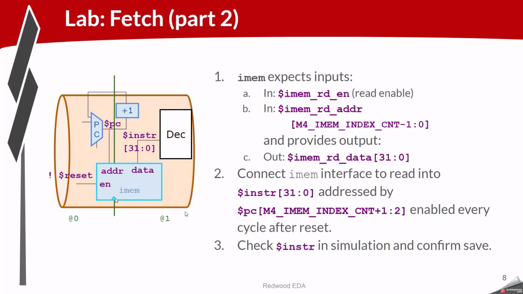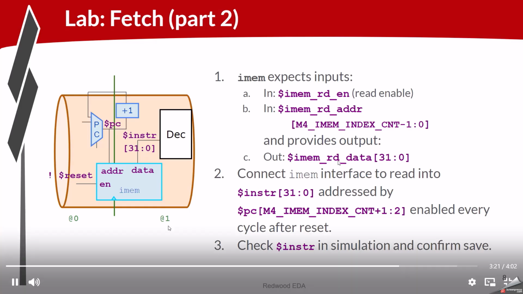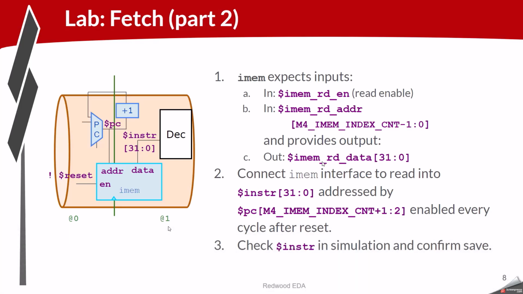All right, and the instruction memory then is going to drive out a signal called IMEM read data, and we want to consume that as the instruction. This is the instruction from memory. We'll give it a new name, so hook up this instruction signal to the output from the memory, and check your simulation, check your log, make sure everything's properly hooked up.